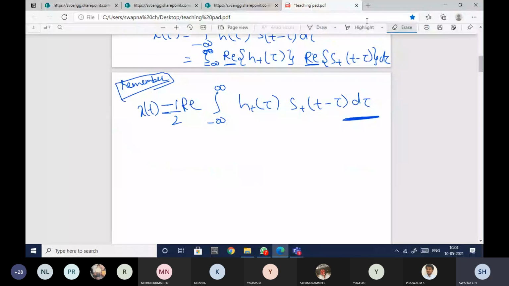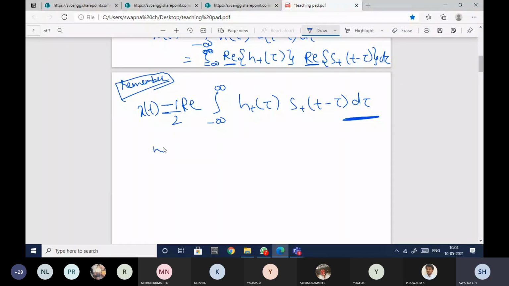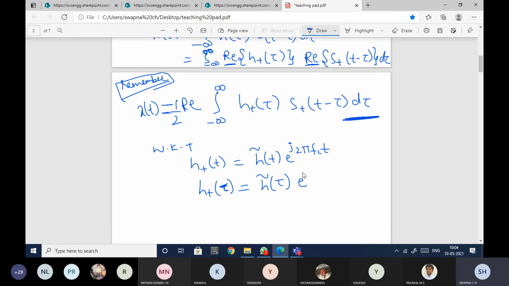So h, we know that h plus of t is nothing but h tilde of t e power j 2 pi fct. So for h plus of tau, I am replacing t with tau. So h plus of tau will be h tilde of tau. Wherever I have t, I have to replace it with tau. So h plus of tau is h tilde of tau e power j 2 pi fc tau. This I'll name as equation C, and let me name this as equation 2.